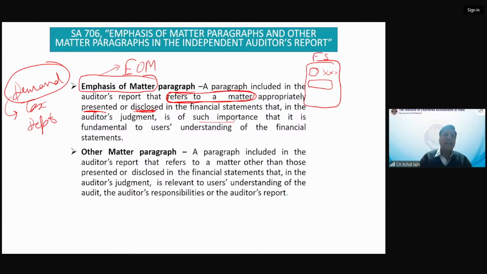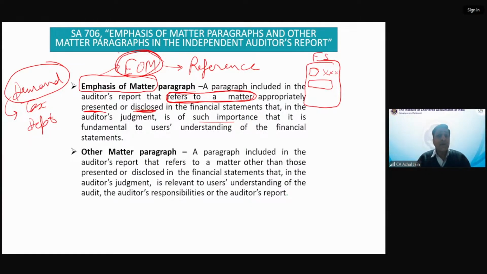So for EOM, it is extremely important. By default, what is the requirement? That there has to be a reference. EOM needs to have a reference. If the reference is missing, then EOM is not possible. In fact, we'll go and read some EOM paras in the audit report. We'll also pick up some audit reports today, so that you can get some more clarity around the EOM.